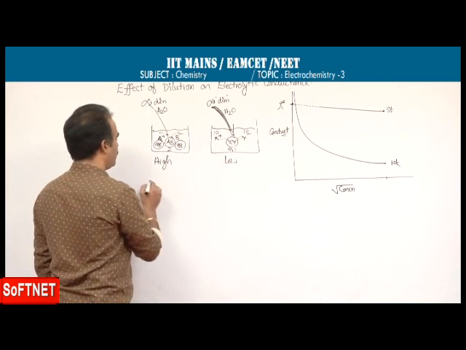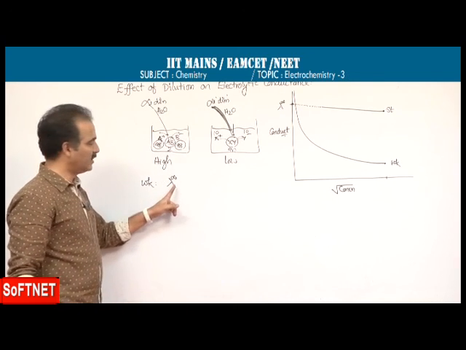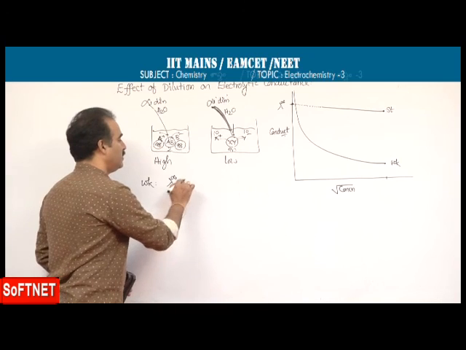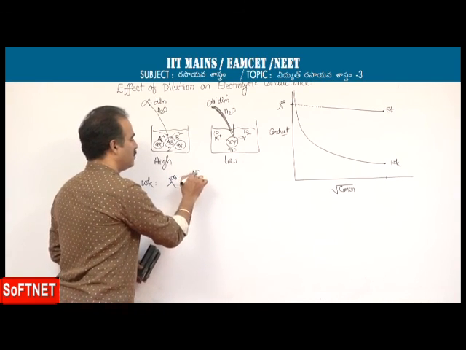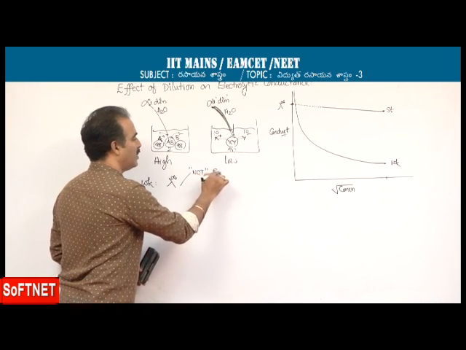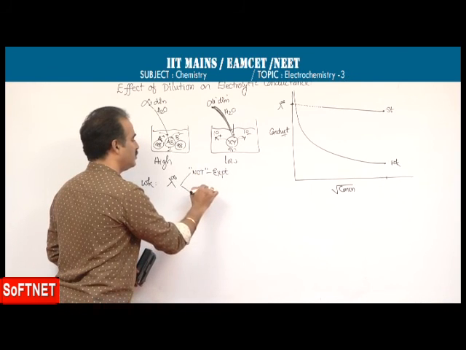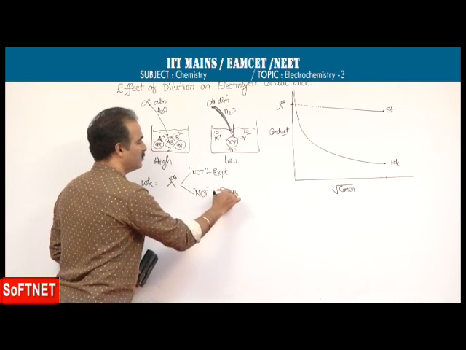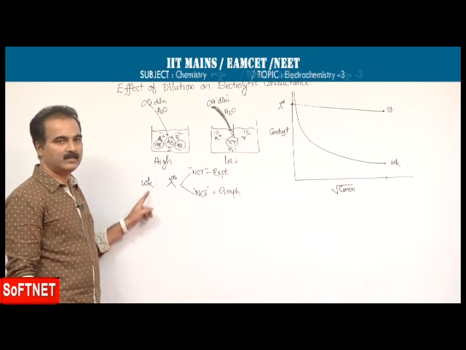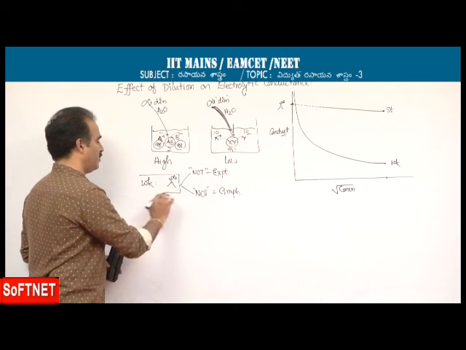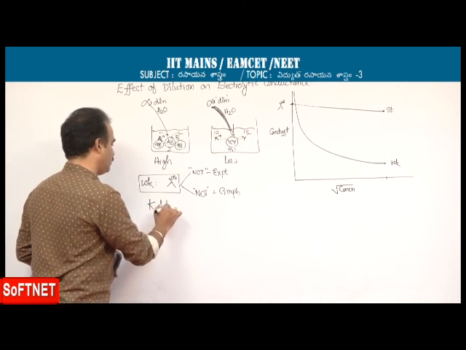So, for weak electrolytes, lambda infinity, that is conductance at infinite dilution, is not possible to find either by experiments or by graph. Either of these two ways, we cannot find lambda infinity of a weak electrolyte. Then how to find the lambda infinity of a weak electrolyte? That is given by Kohlrausch's law.